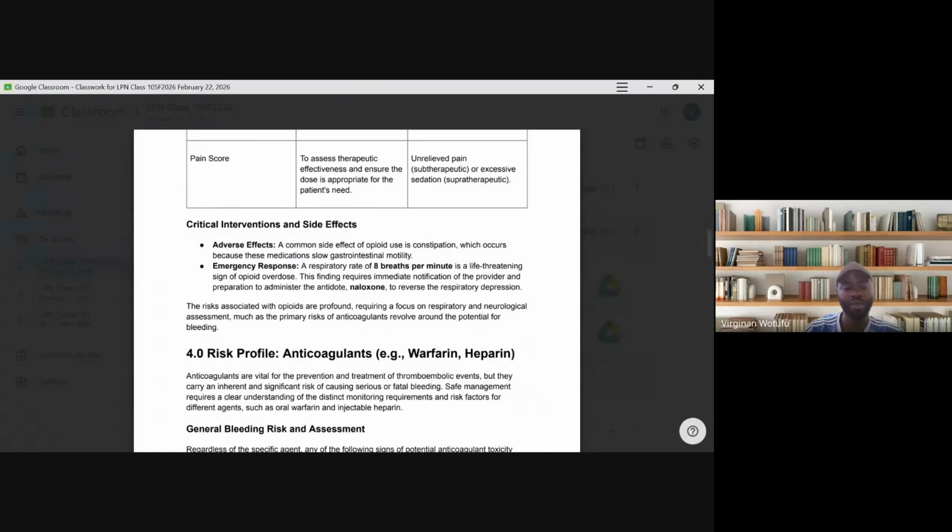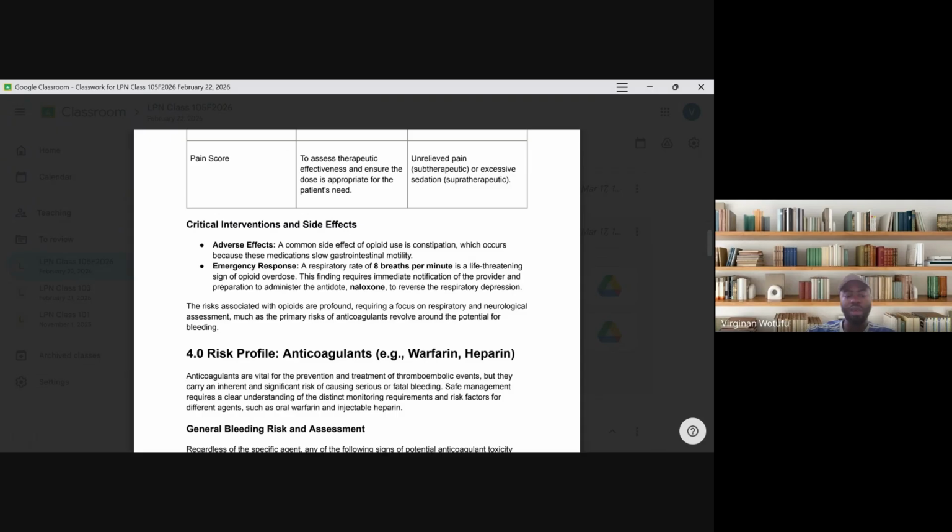Correct. Like you said, rightly, heparin is used for a short period of time, right? It's mostly given IV or subcutaneously. Okay. And warfarin is always taken orally. Another difference you have is the antidote.